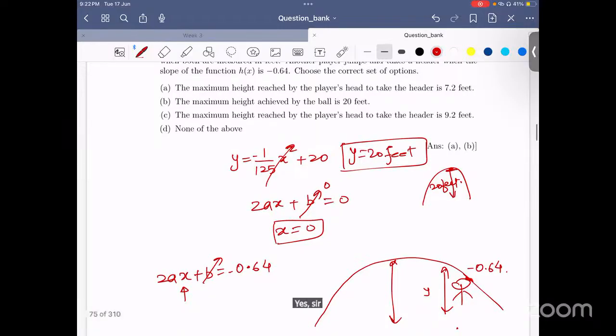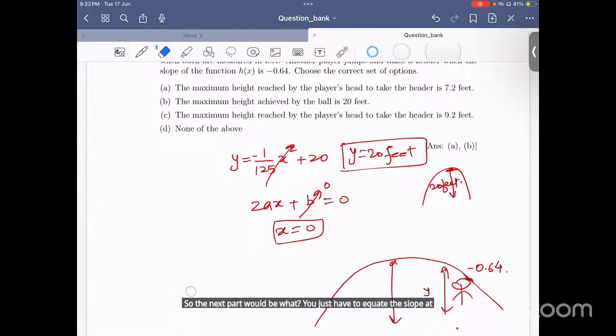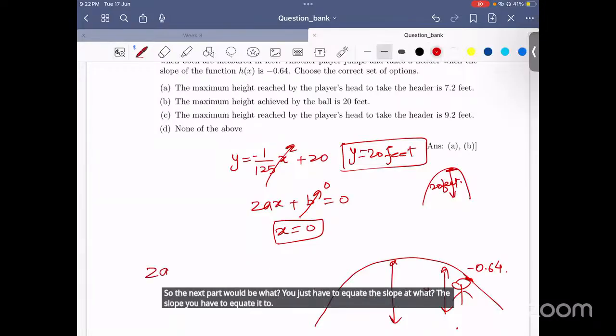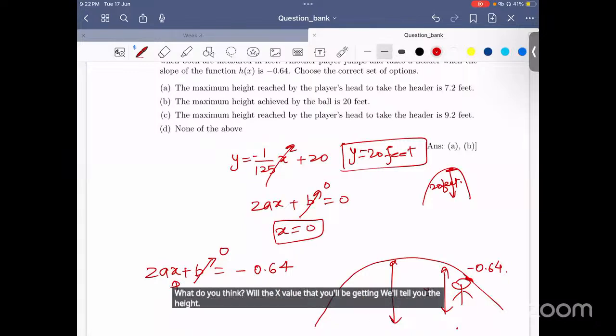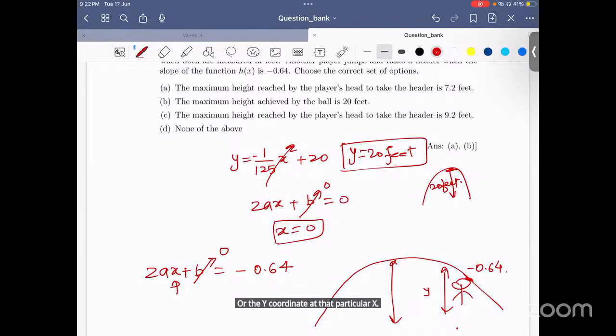So the next part would be what? You just have to equate the slope to 2ax plus b. You have to equate it to minus 0.64. Correct? b is already 0. And then you will get the value of x. Will the x value that you will be getting tell you the height, or the y coordinate at that particular x? Which one?